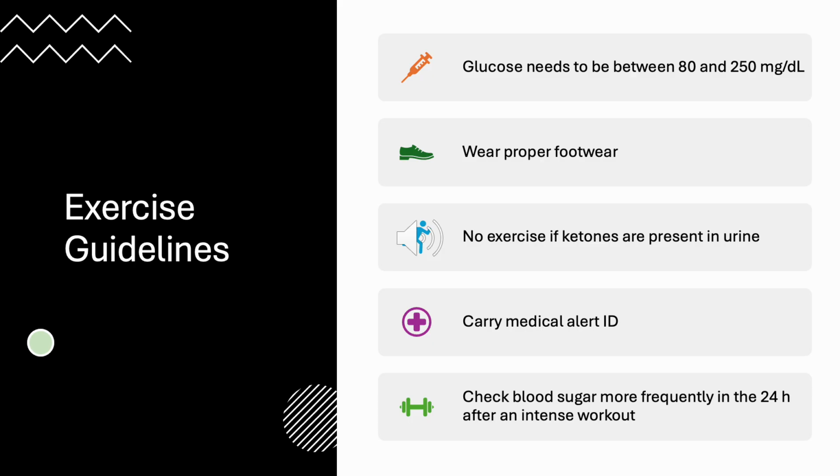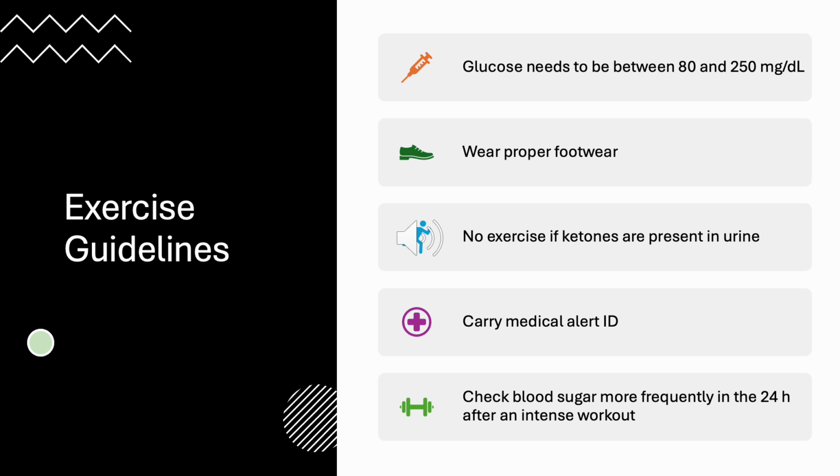There are exercise guidelines that diabetic patients need to follow, and you need to teach them these key points. Before exercising, they need to take their blood sugar. It needs to be between 80 and 250 because you don't want the blood sugar to go really low during exercise. They need to wear proper footwear for all those reasons I talked about in the previous slide with foot care. No exercise if ketones are present in the urine.